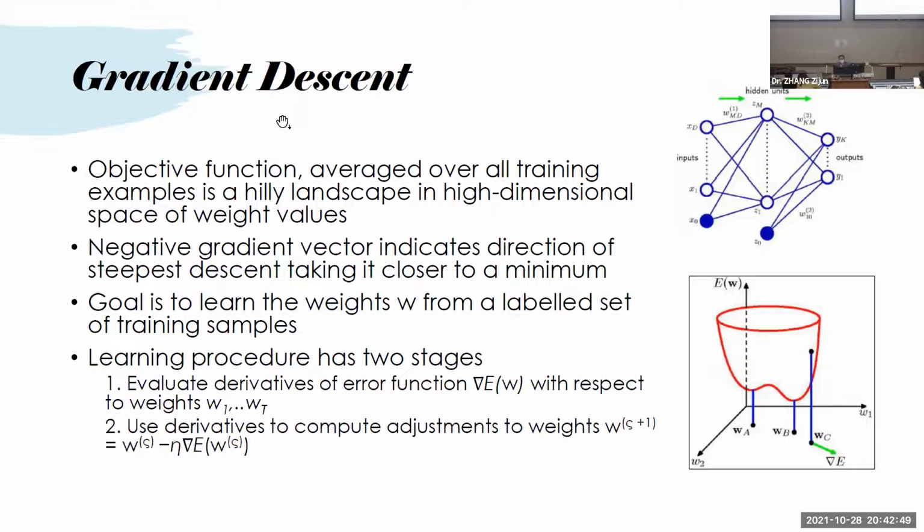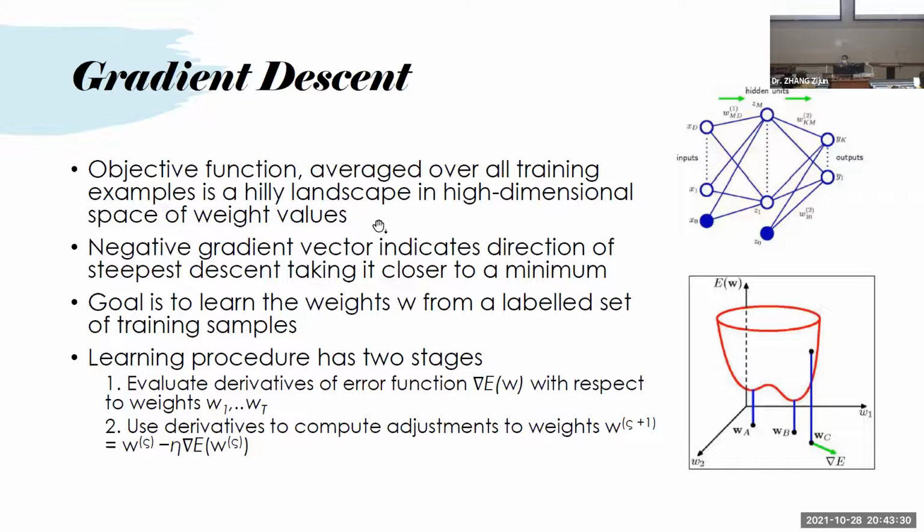Next, let me talk about the gradient descent problem. In a shallow neural network, we are concerned about one important issue in gradient descent, that it can get trapped by a local minimum. We're afraid that our gradient descent cannot return a globally optimal set of weights and biases for us. In gradient descent, the objective function is always the average over all training examples, a hilly landscape in a high dimensional space of weight values.